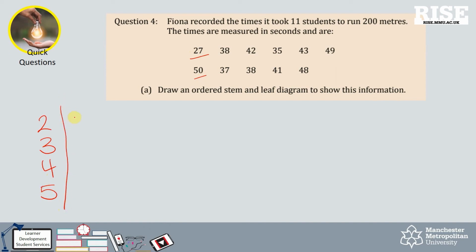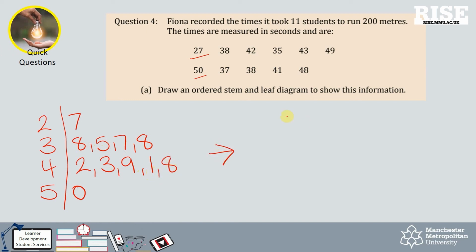Now I'm going to do my unordered diagram first. So there's my 27, 38, 42, 35, 43, 49. I've got the 50, 37, 38, 41, and 48.